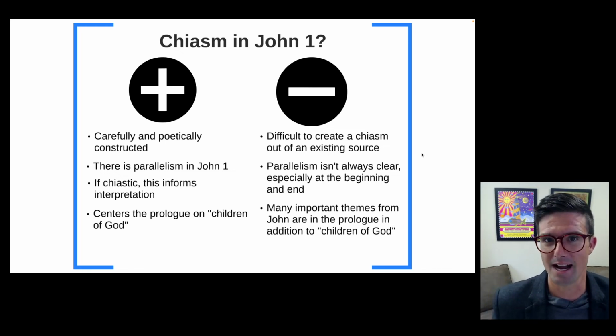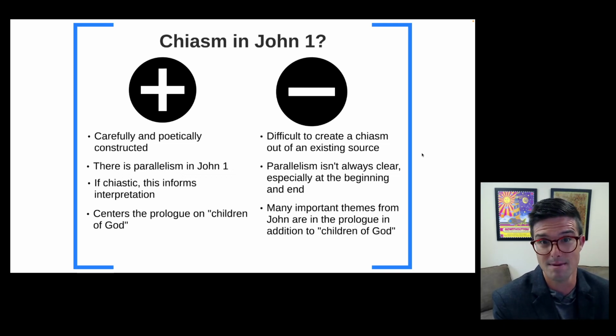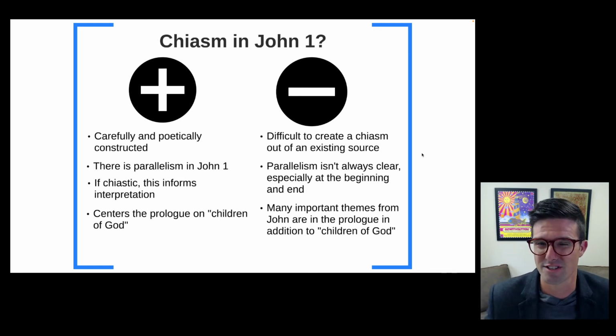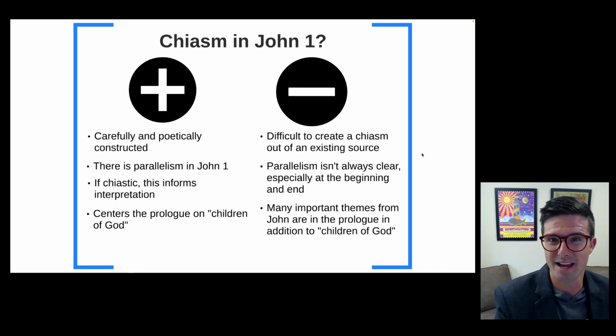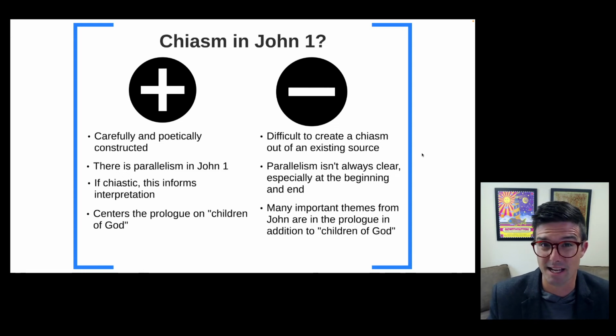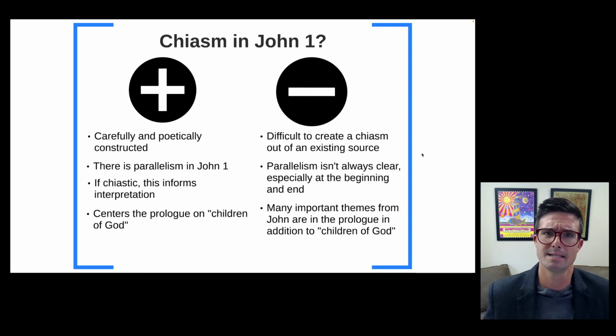On the negative side, if John is in fact using an existing source, so if we do have a hymn that is added to, or that has parenthetical information or clarifications added in, then it becomes a lot harder to make the chiasm out of that existing source. You have to do more cutting and more rearranging in order to make something that's not chiastic into a chiasm. And as I mentioned several times, the parallelism to me, especially at the beginning and the end, isn't always clear and convincing.